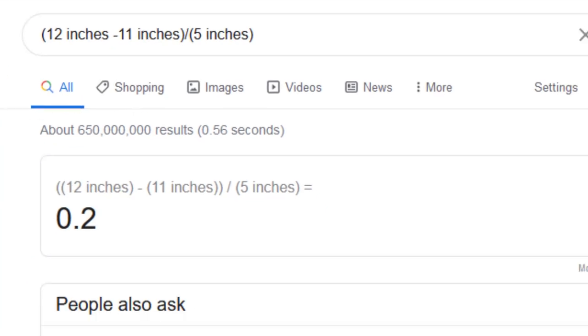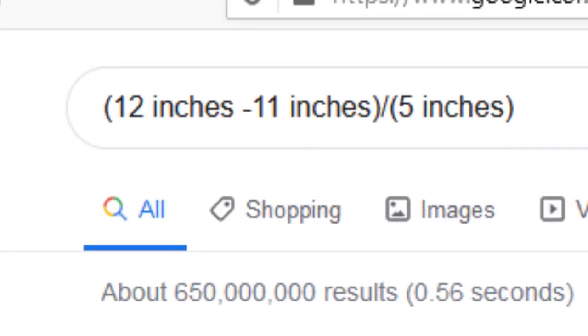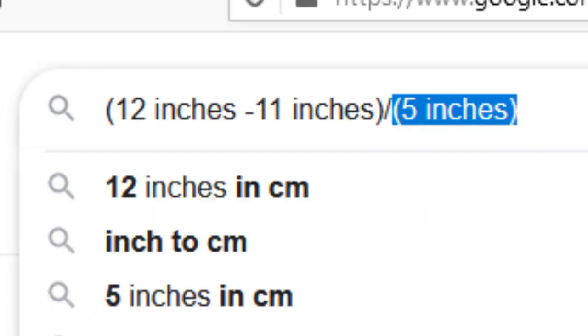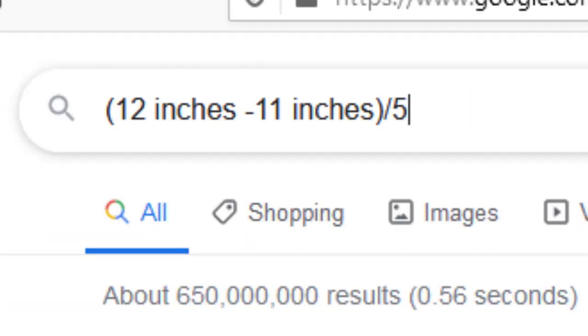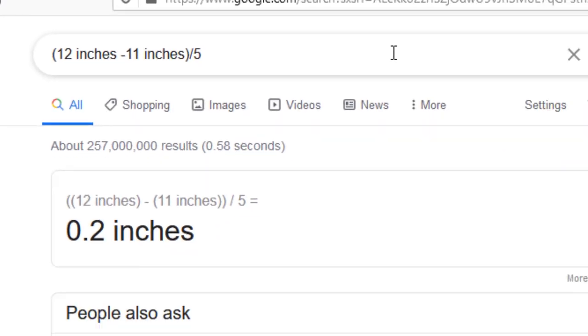All right, a couple more. This is the same one, except we were just dividing by 5. So in other words, it's the same option as this one, but we're not dividing by 5 inches. We're just dividing by 5. You don't need parentheses. You can put the parentheses on if you want. I'm going to press enter, and look at that. It keeps track of the inches for you. 0.2 inches, just like we said. So it can keep track of those units.